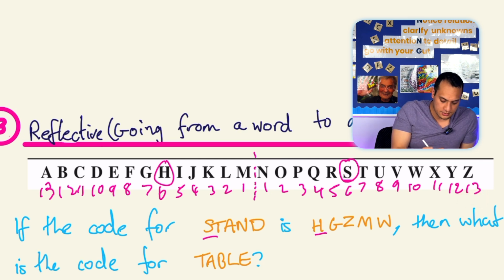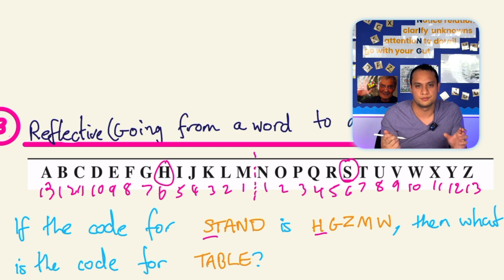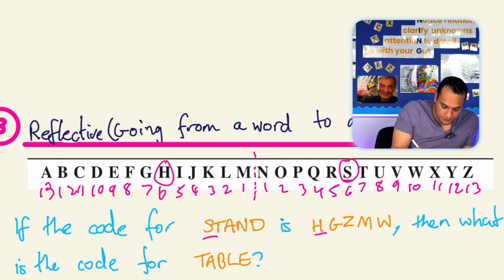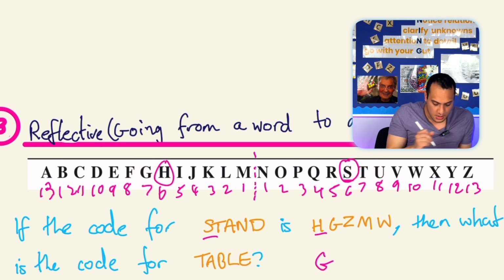Okay, so next we've got to find the code for table. So again, we're doing word to a code, so usually the easier one. But in the case of reflective codes, it's quite similar, doing both ways, and you don't need to remember to reverse the shifts. So actually, I think they're generally easier. We can see T is in the 7th position. So if we look at our corresponding 7th position over here, we get G.